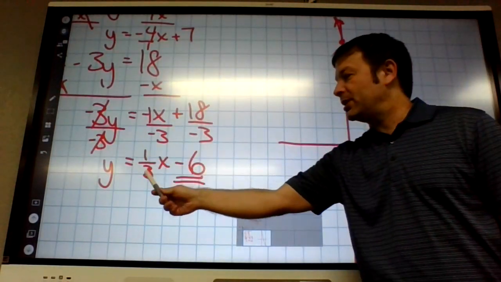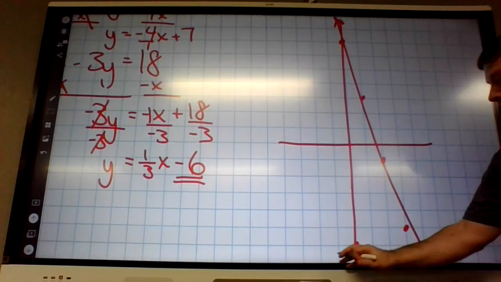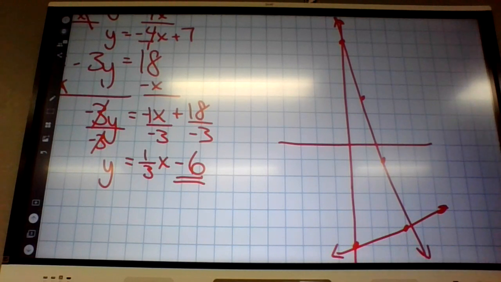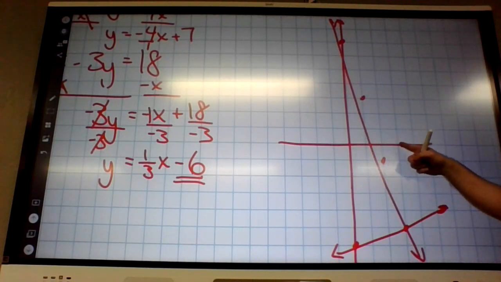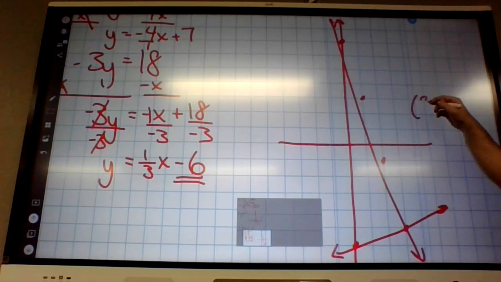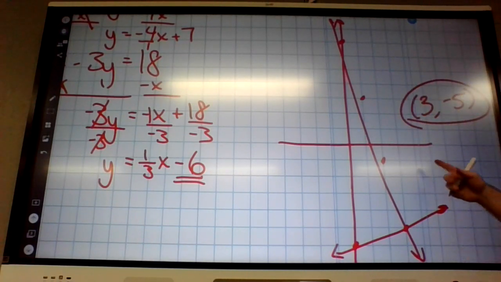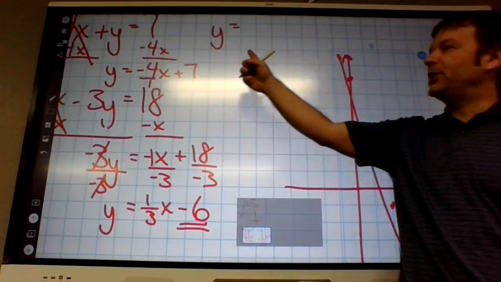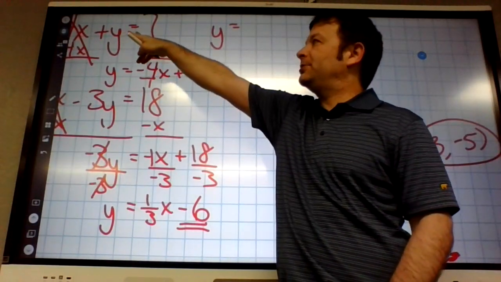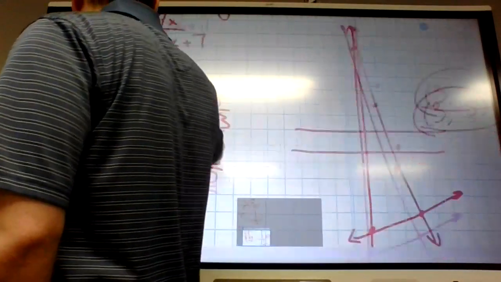Anyways, the slope is 1/3. So that means we're gonna go up 1 and over 3. I kind of missed my dot there. So what is the common solution? Alright, it's 1, 2, 3. And we're going down 1, 2, 3, 4, 5. So 3 to the right and 5 down. 3, -5. How could I check this if I wanted to? If you plug it in and it works in both. You could plug it in the original standard form or you can plug it in the new one. Okay, last one, 21.